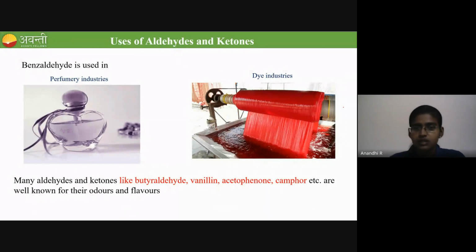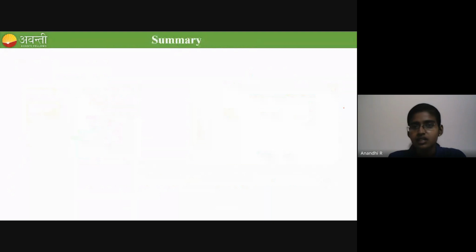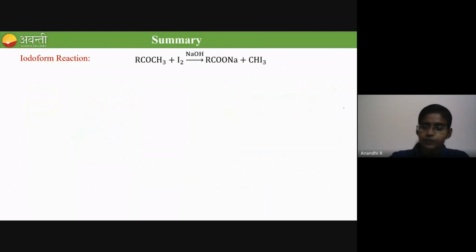This is about the uses of aldehydes and ketones. Let me just summarize today's class. We started the class with the iodoform reaction. In the iodoform reaction, what we have studied is that the CH3 group was converted to the ONa group with the release of CHI3, that is iodoform, as a yellow precipitate.